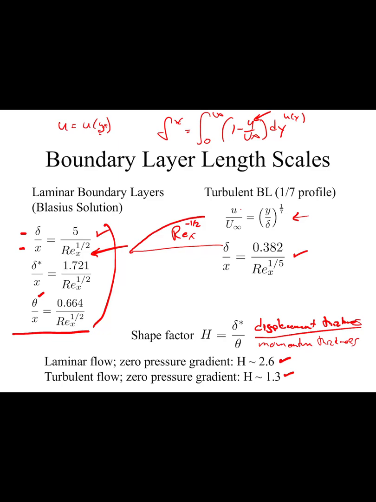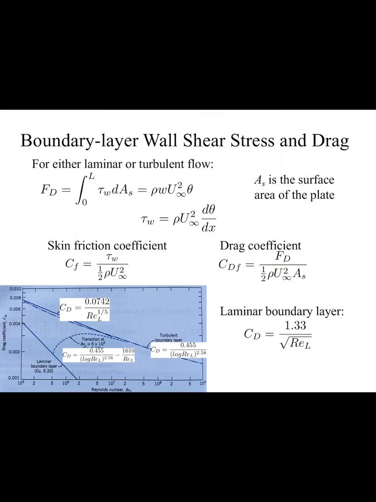And then similarly, we have the displacement thickness and the momentum thickness. They both also grow for a laminar boundary layer like 1 over the square root of the Reynolds number. Whereas for the turbulent boundary layer, it grows like 1 over the Reynolds number to the 1/5 power. So conceptually, what does that mean?